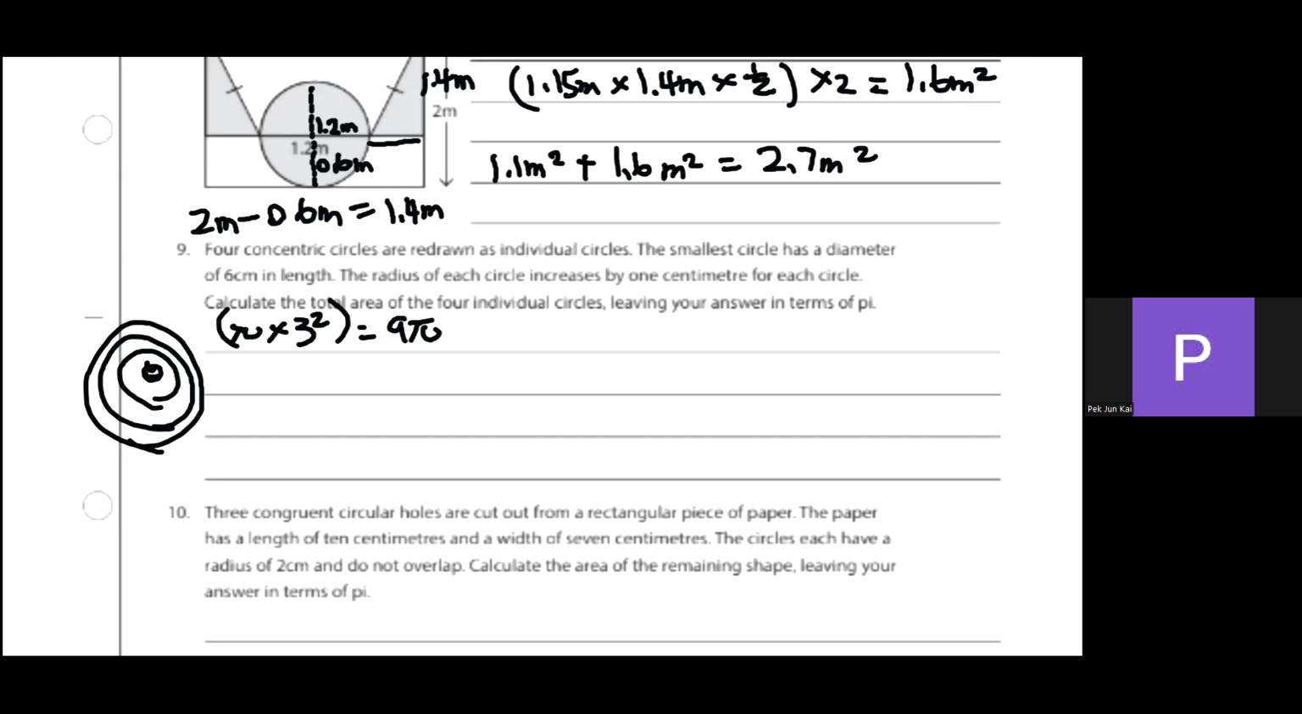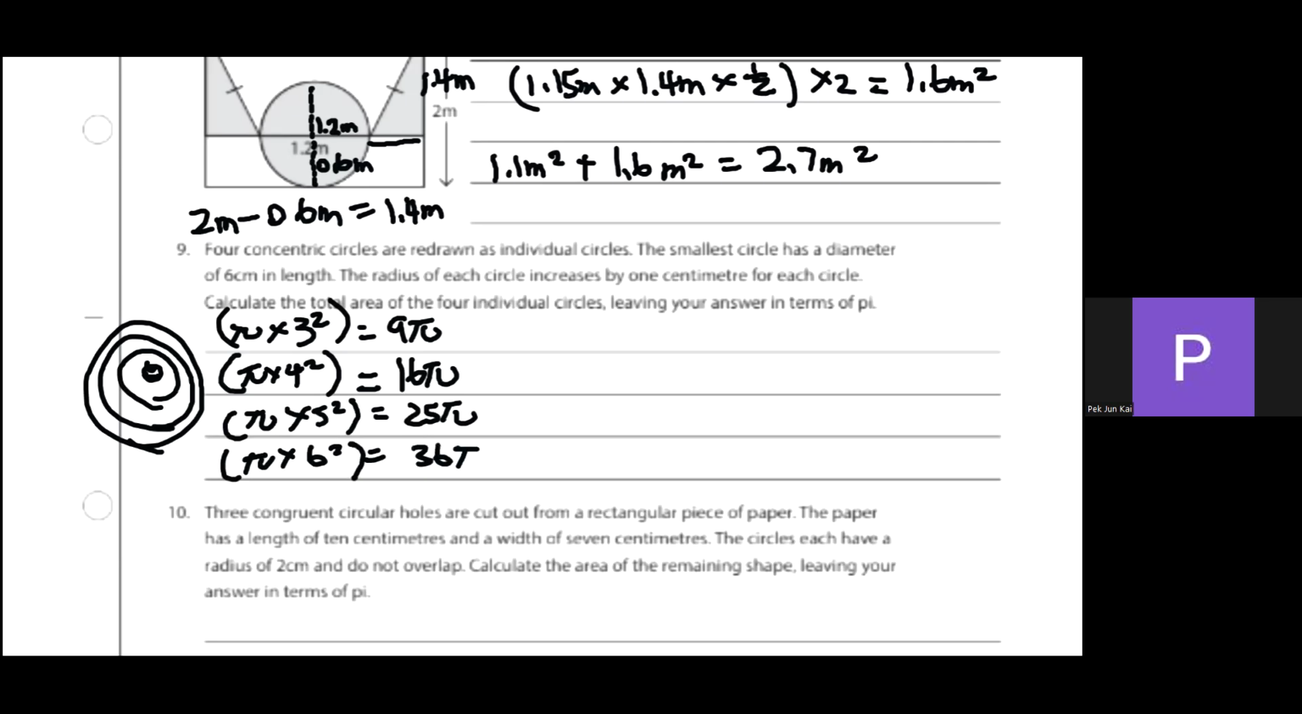So the second circle would be pi times 4 squared, since the radius increases by 1 centimeter for each circle. So it would be 16 pi. Next, it would be pi times 5 squared, which is 25 pi. And lastly, pi times 6 squared, which is 36 pi. So 9 pi plus 16 pi plus 25 pi plus 36 pi, we would get 86 pi. So this would be the answer for this question.